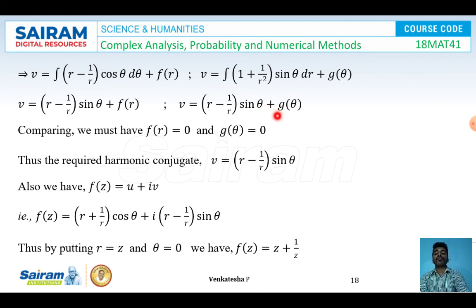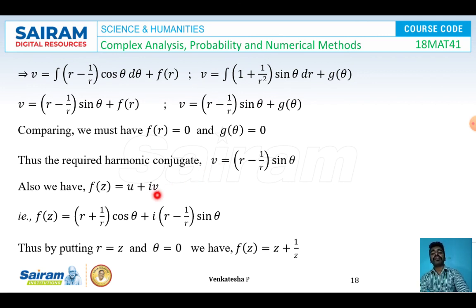So now we are supposed to find f of r and g of theta. f of r can be obtained from this equation, which is free from the theta variable, which is nil here. It is 0. Similarly, g of theta, choose from this equation, which is free from the r variable. It is also nil. It is 0. So I'm taking the constant f of r equal to 0 and g of theta equal to 0. Now if I replace these two equations here, I got v is equal to (r minus 1 by r) sin theta.